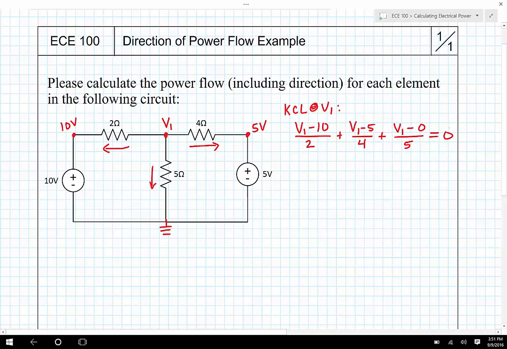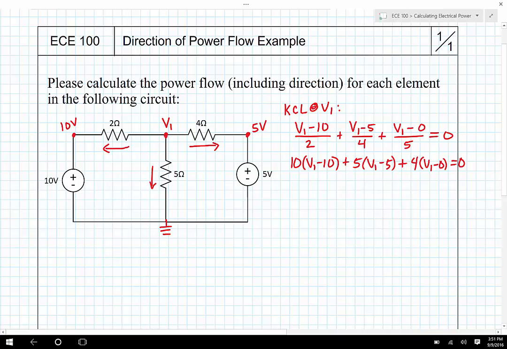One equation, one unknown. I can probably most easily solve this by multiplying both sides of the equation through by a common denominator. Here, it looks like 20 is probably the common denominator. So I'm going to multiply both sides by 20, and I end up with 10 times (V1 minus 10) plus 20 divided by 4, which is 5 times (V1 minus 5), plus 20 divided by 5, which is 4 times (V1 minus 0), is equal to 0.